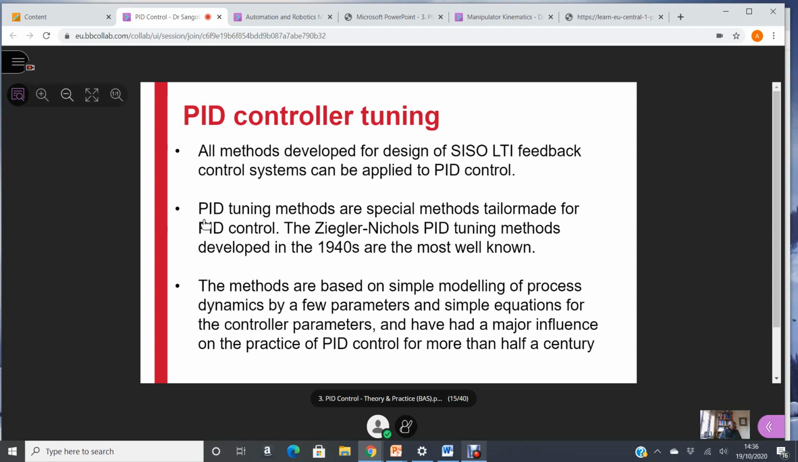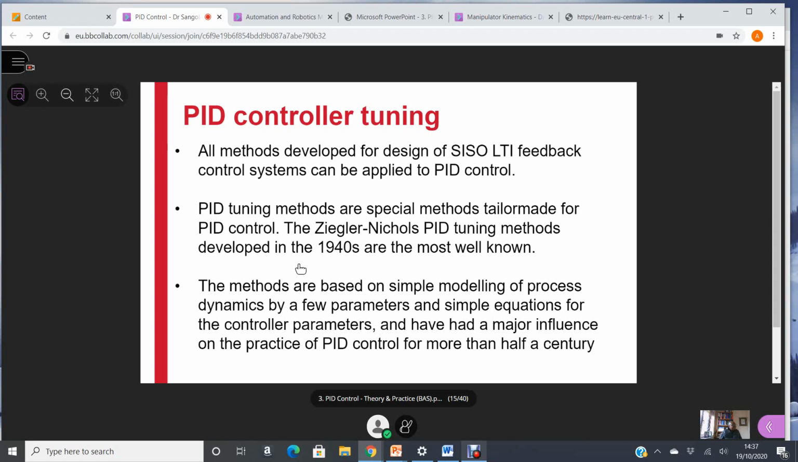But practitioners in industrial process control over the last few decades, dating back to over 50 years ago, when serious advances were made in process control, relied on tuning methods which are special methods tailor-made for PID control. One of those methods is the Ziegler-Nichols PID tuning method. It was developed in the 1940s. All industrial process control engineers use it. They swear by it.